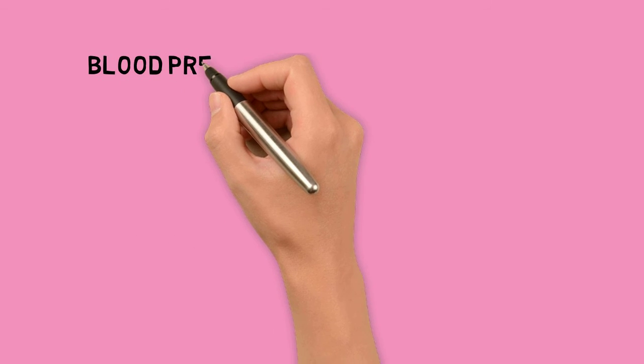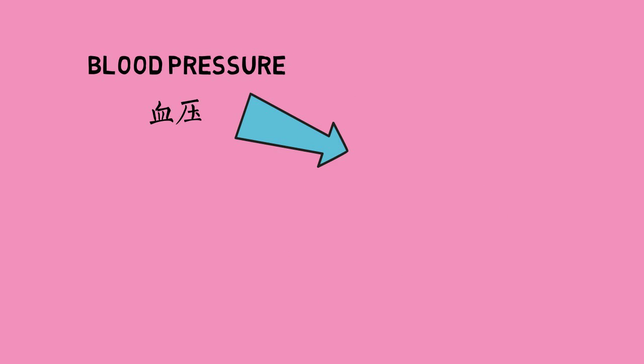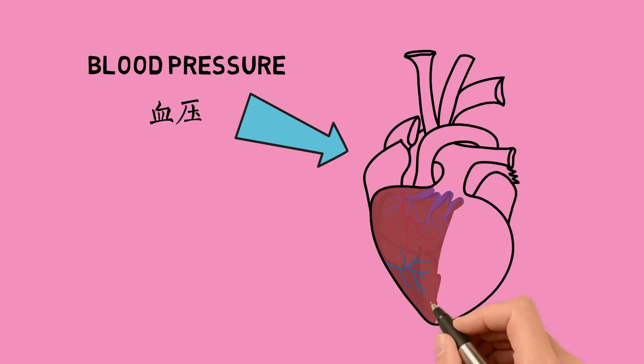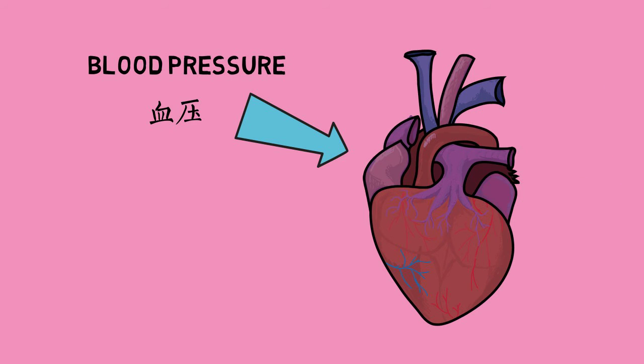Keeping normal blood circulation also depends on blood pressure. What is blood pressure? Blood pressure is a measure of the force that the heart uses to pump blood around your body, and also the force of blood against the walls of the blood vessels, known as arteries.